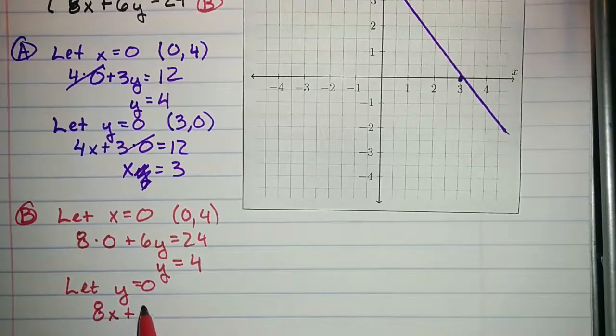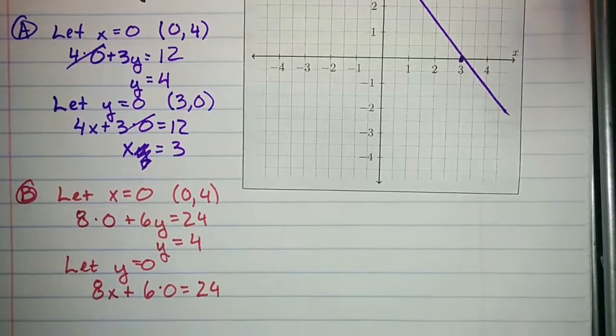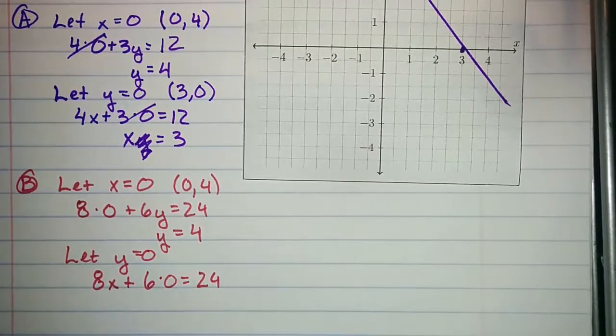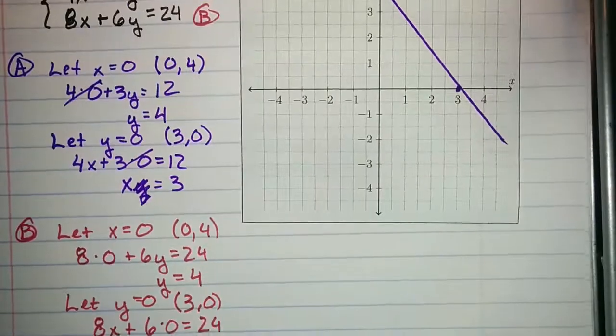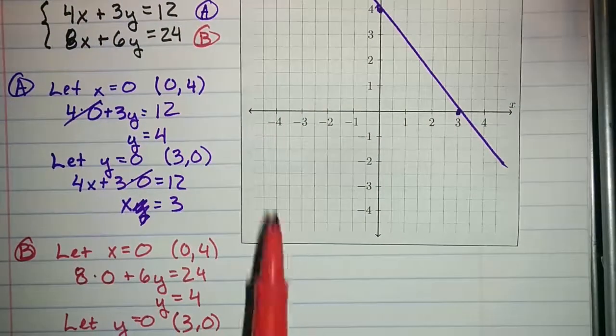Let y be 0. 8x plus 6 times 0 equals 24. This is just 8x equals 24. Divide both sides by 8. What do we get? x equals 3 again. 3, comma 0. Oh, what just happened?